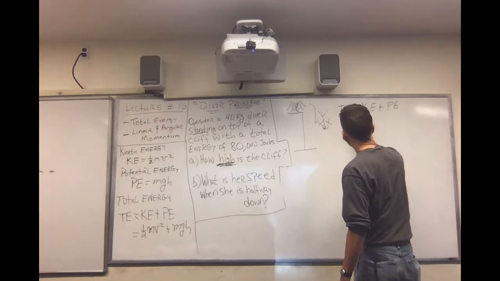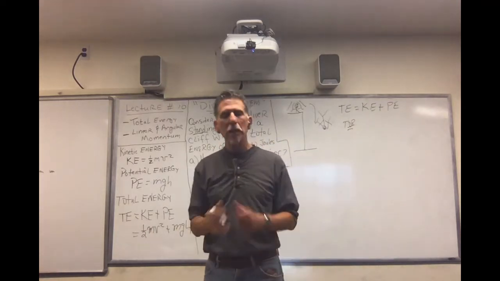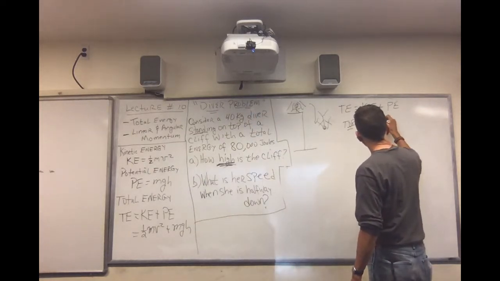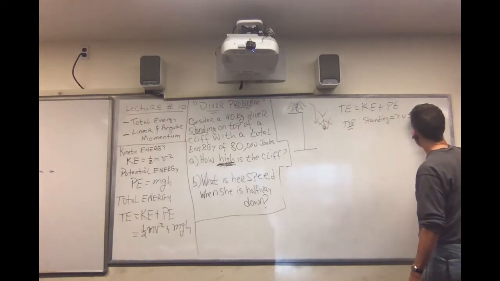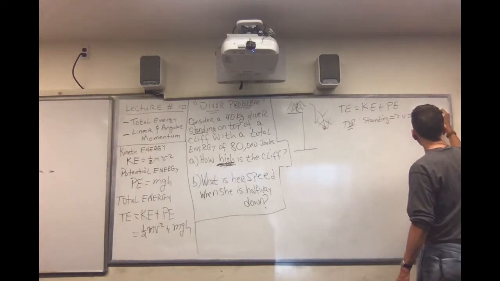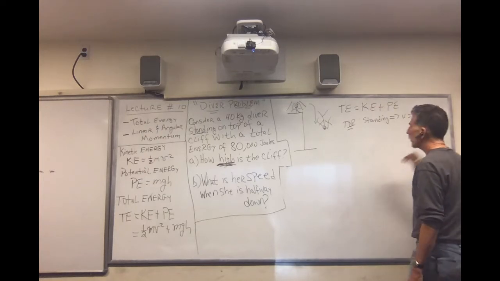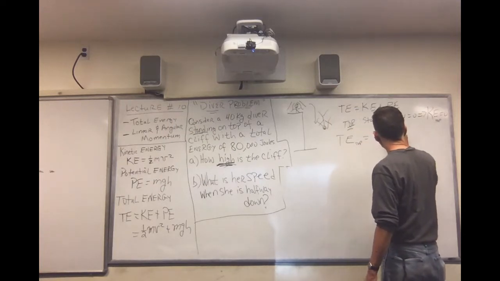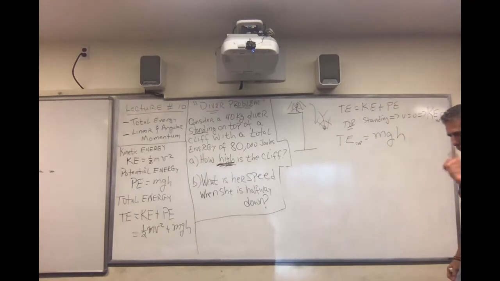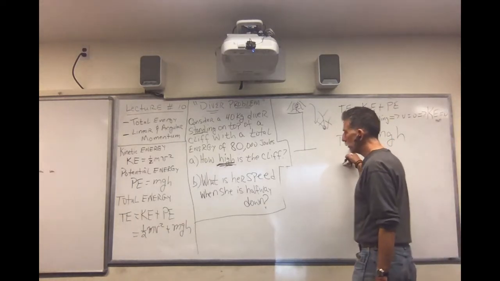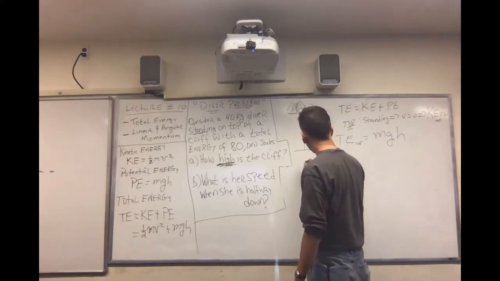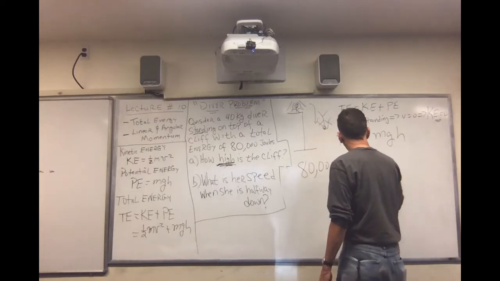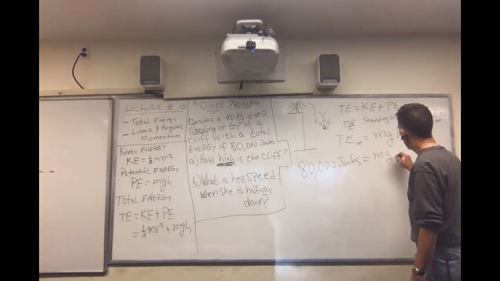Now, at the top, she's standing. What does standing mean? Standing means she's not moving. So I'm going to write this specifically. Standing. This means that V equals 0. And that means that the kinetic energy at the top is equal to 0. Therefore, her total energy at the top is equal to her potential energy, mgh. Okay. We know the total energy. Total energy doesn't change, 80,000 joules. And that's equal to mgh.